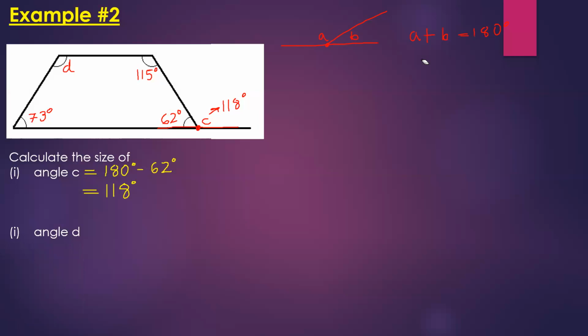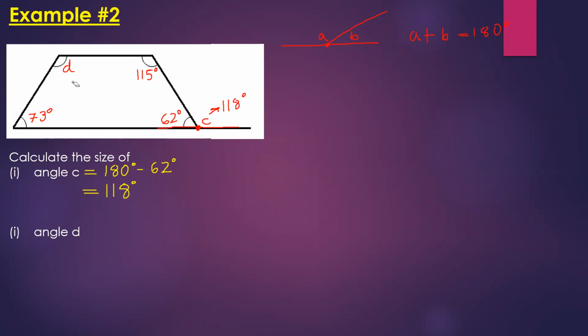Can you repeat it, please? I was saying angles on a straight line at a common point add up to 180 degrees. We already know that this is 62, so we have to figure out what C is going to be such that we get 180. That's why we subtract from 180. 180 minus 62 will give us 118, and if we add 118 and 62, we get 180 degrees. Make sense? Yes, sir. Thank you. Good.